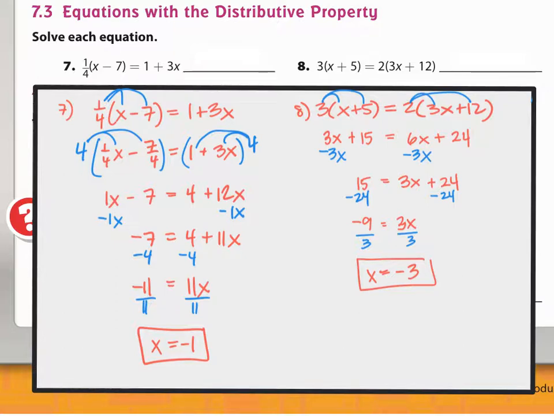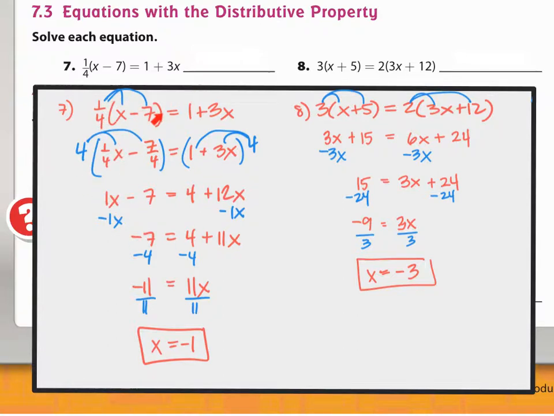Now, number 7 is actually a pretty challenging one. I don't think you'll see anything like that on the quiz or on the test, but it is something that's good to know. I'm talking about distributing the fraction and multiplying it inside. So I don't think you'll have any questions on the test where you're distributing a fraction. Okay, but as you can see, here are the steps.